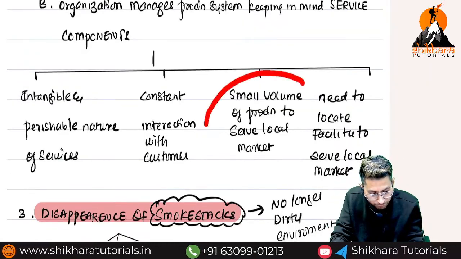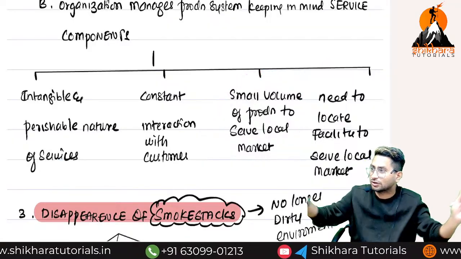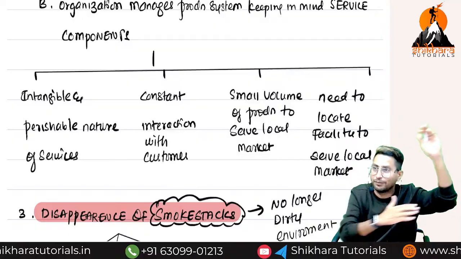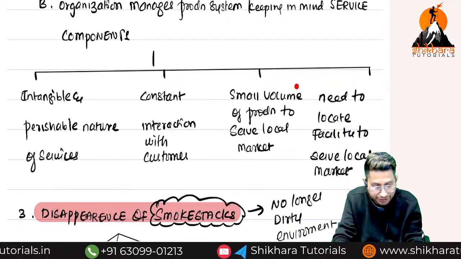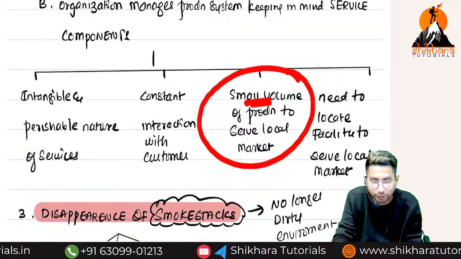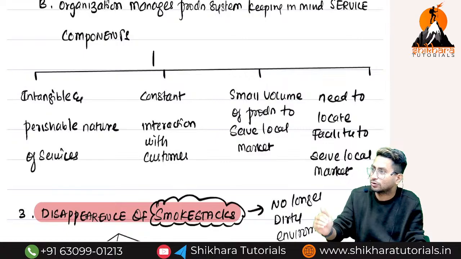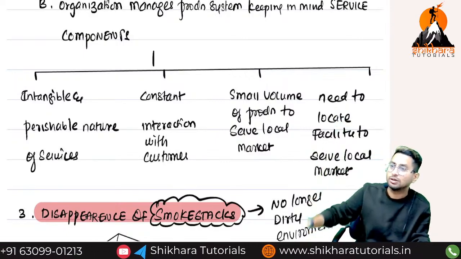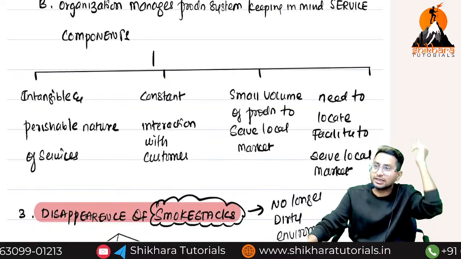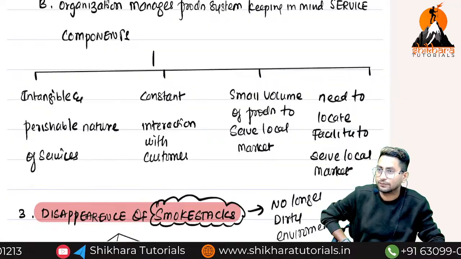Then small volume of production to serve what? Local market. Never start your business on a large scale unless you're an Ambani type business. If you're starting a business on your own for the first time, always start on what? Small volume. First serve which market? Local market. After local, then go to regional. After regional, then go to national. After national, then go global. Directly don't start selling in foreign market. First check whether it is used in domestic market or not.